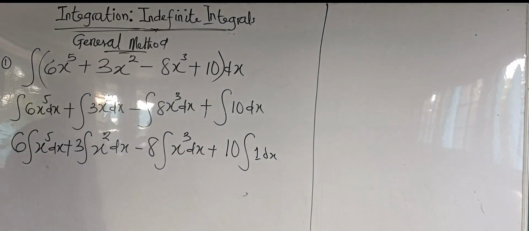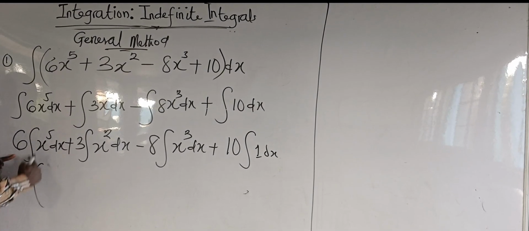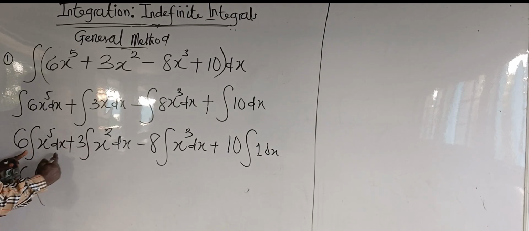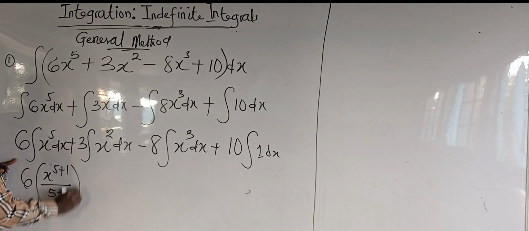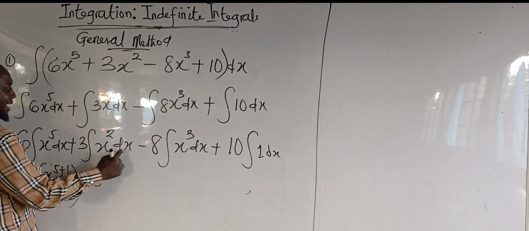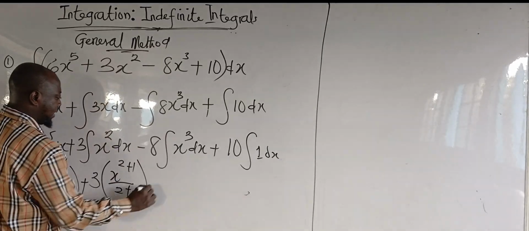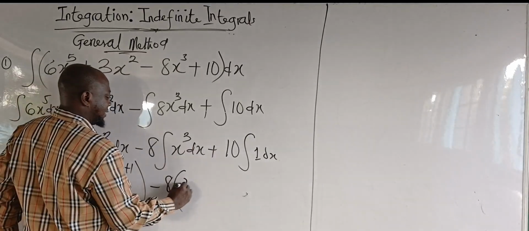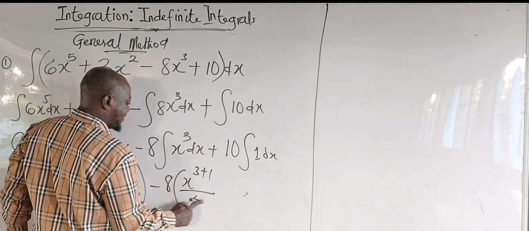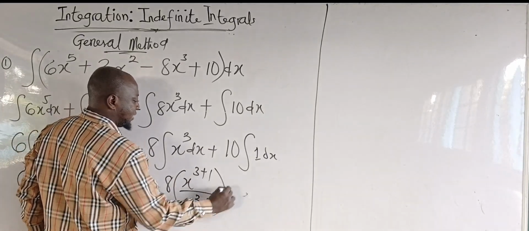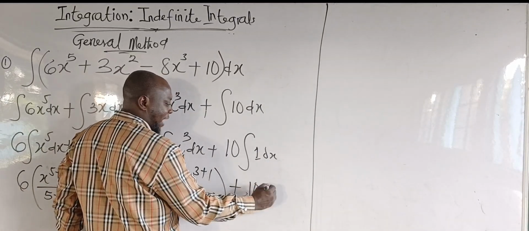Now let's start integrating. The next thing is to integrate. If you are integrating, this integral sign and this dx go away. So I have x raised to 5 plus 1, plus the next one, 2 plus 1, then minus the next one, where the integral sign and dx go away, and we have 3 plus 1. So plus here I have this 10. Now if you integrate this one, we have x here.